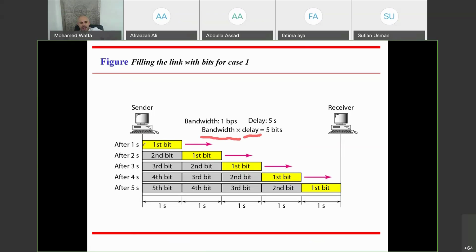If you see, after 1 second, 1 bit leaves. Again, the end-to-end delay is 5, which was given in the question. After that, the second bit leaves, and the first bit is here. The third bit leaves, and so on. After 5 seconds, I will have 5 bits in the pipeline. These are my 5 bits, all on the way to the destination. This is what we call the pipe, the product of the bandwidth and delay.